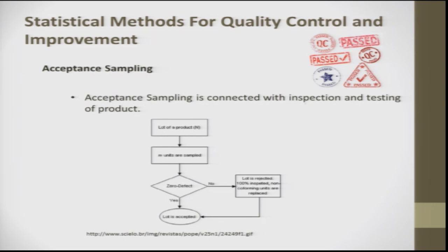Acceptance sampling is connected with inspection and testing of a product. So, a lot of product is there, m units are sampled, and we check for 0 defects. If yes, the lot is accepted. If no, the lot is rejected, 100% inspected, and non-conforming units are replaced. So, they do a random pick. For example, out of 1000 pieces, they randomly pick some pieces and check them. If it is okay, the lot is accepted. If some 2 pieces are defective, then a sorting has to be done. So, acceptance sampling is connected with the inspection and testing of a product.